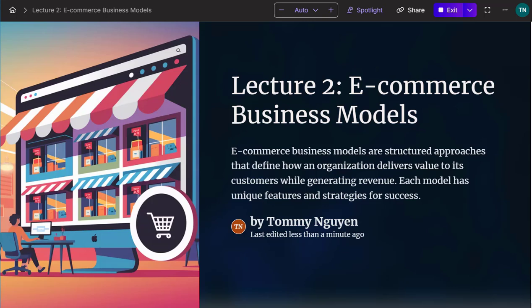We know e-commerce business models are the structured approaches that companies use to deliver value to customers and generate revenue. Each model has unique features, strategies, and approaches to achieving success in the online marketplace. In this lecture, we will explore the key e-commerce business models, their characteristics, and how companies can leverage them to build successful online businesses. Understanding the different e-commerce models is crucial for entrepreneurs and business leaders looking to thrive in the digital economy.